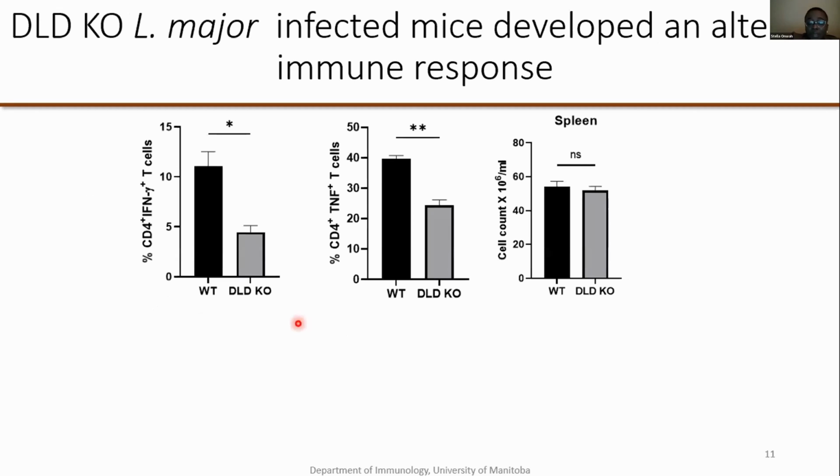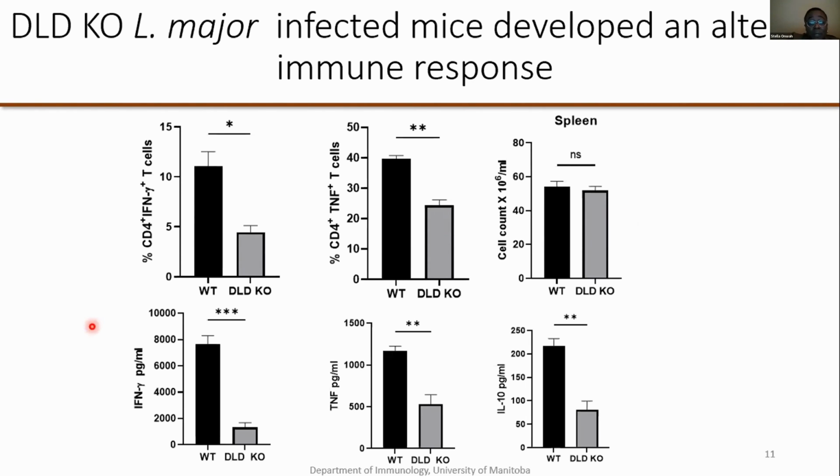Since I did not observe any pathology in the mice that were infected with DLD knockout parasites, I wanted to know how these parasites affect host immune response. So in the same experiment, I assessed the immune response in both the spleen and draining lymph node of the infected animals by flow cytometry and ELISA. So in the spleen, you can see a significant reduction in the levels of cytokine-producing CD4 positive T cells in the DLD knockout groups compared to the wild-type groups. However, there was no significant difference in the cell counts in the spleen among both groups.